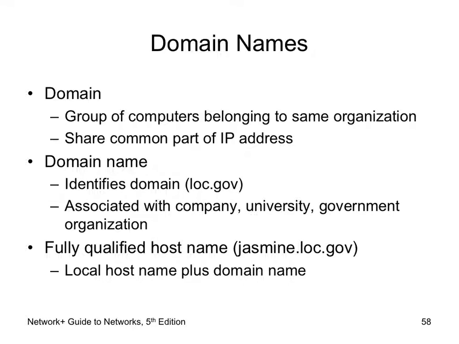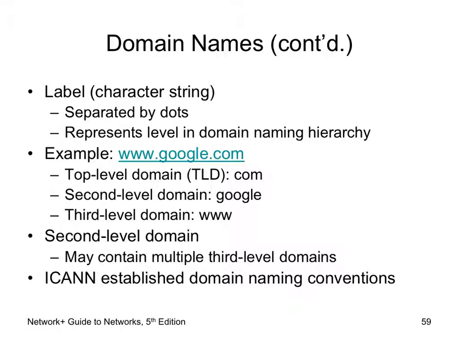A fully qualified name would be like jasmine.loc.gov or rockford.il.gov. That would be an example, and all the municipalities in Illinois, by the way, have the same type of acronym. Fully qualified is the local host name plus a domain name. And lastly, a domain name is a character string separated by dots, representing the level in the domain hierarchy.